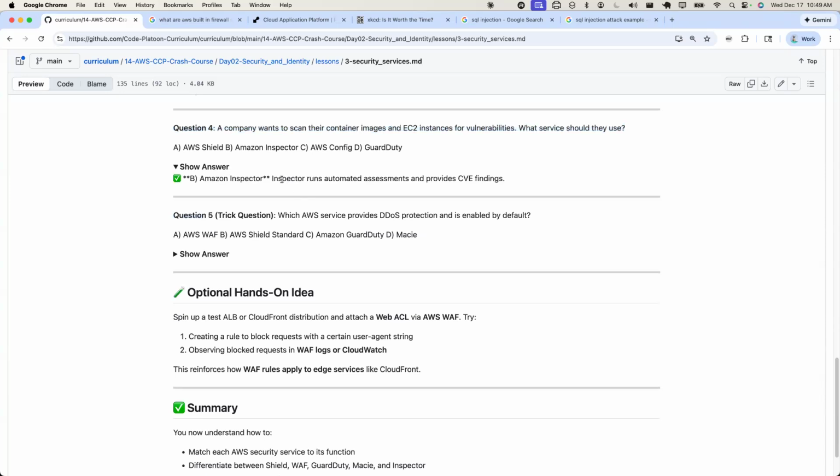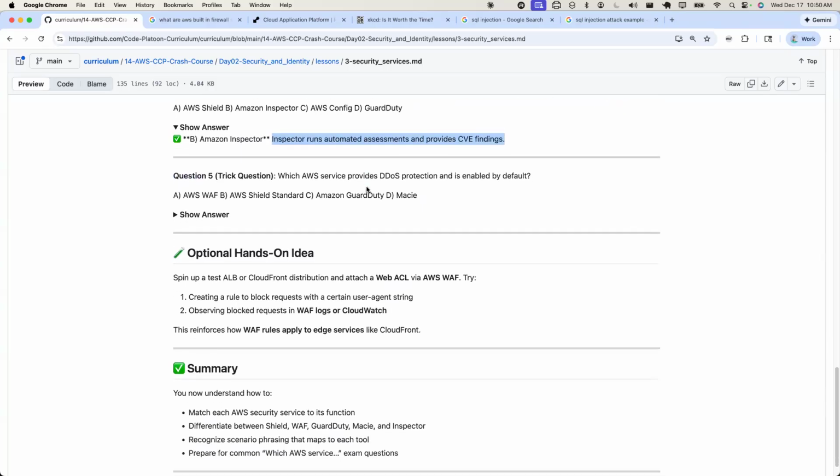And so this one is Inspector. Inspector is going to do automated scanning of EC2s.